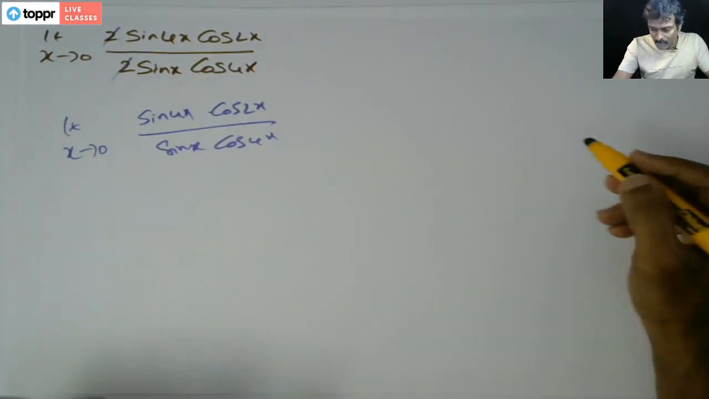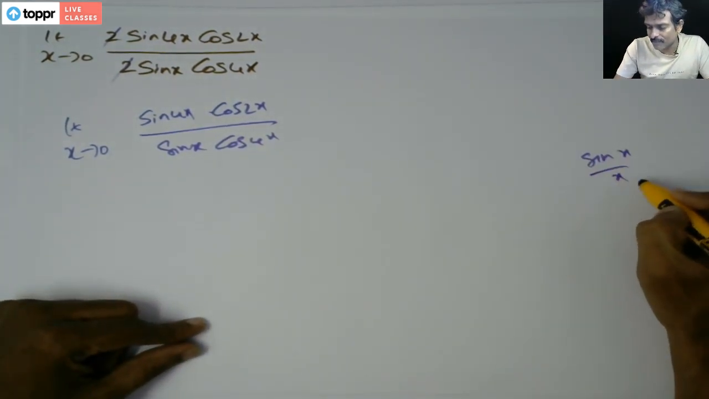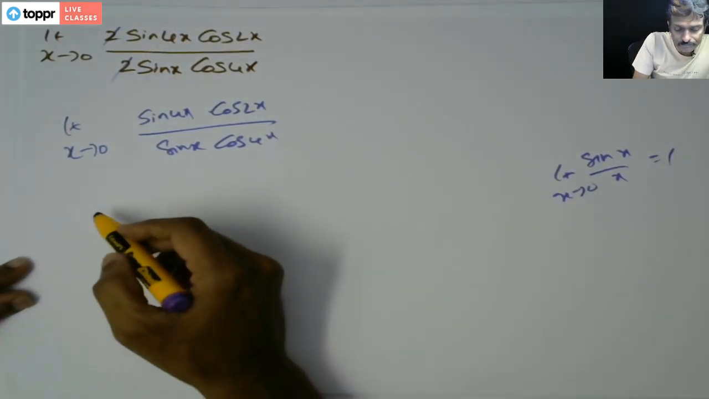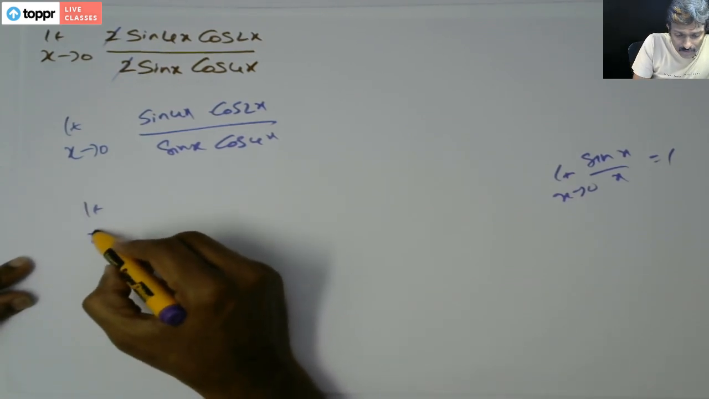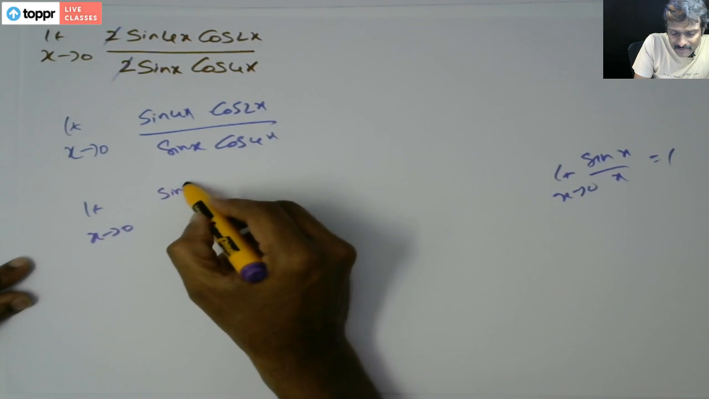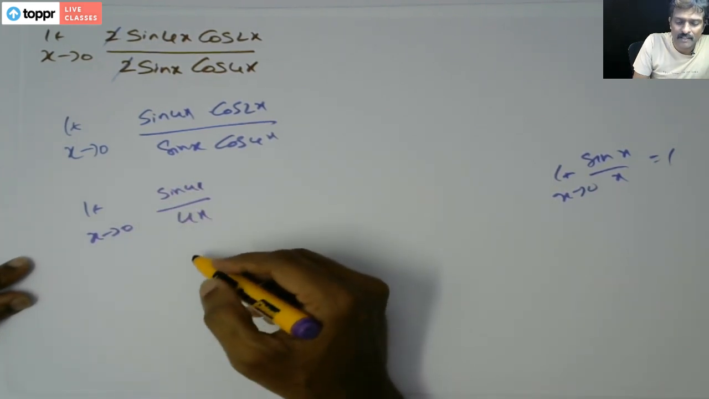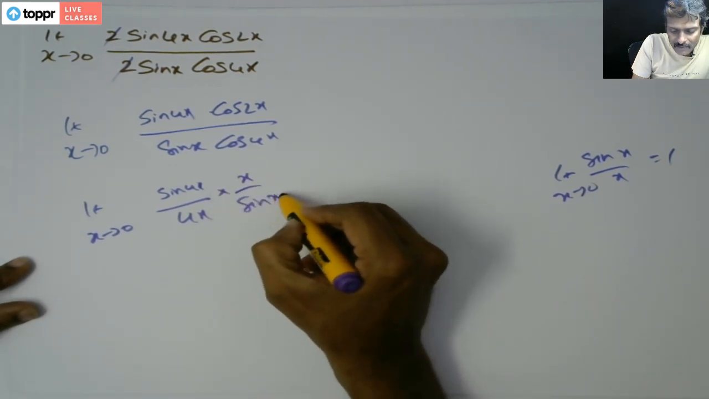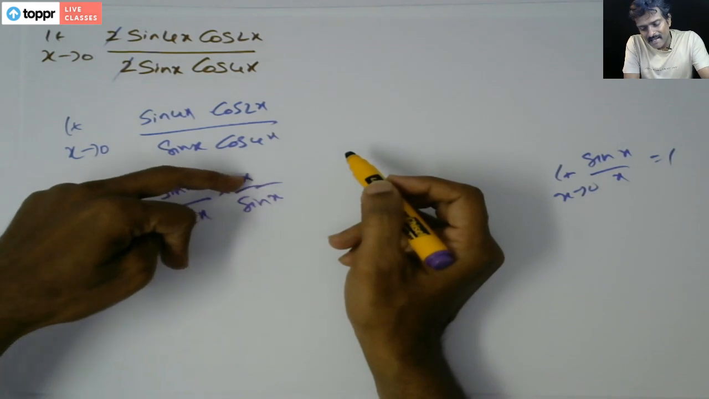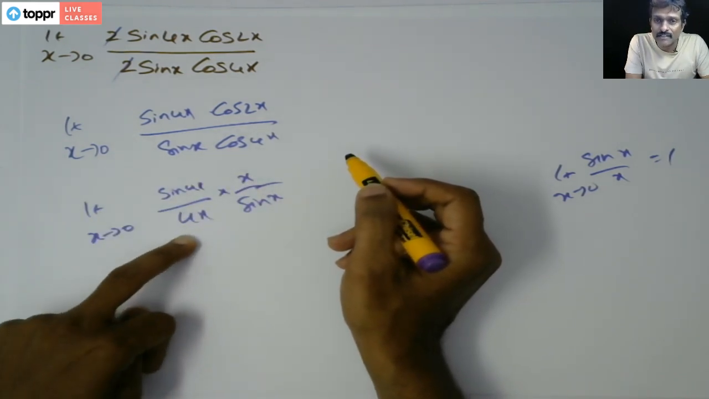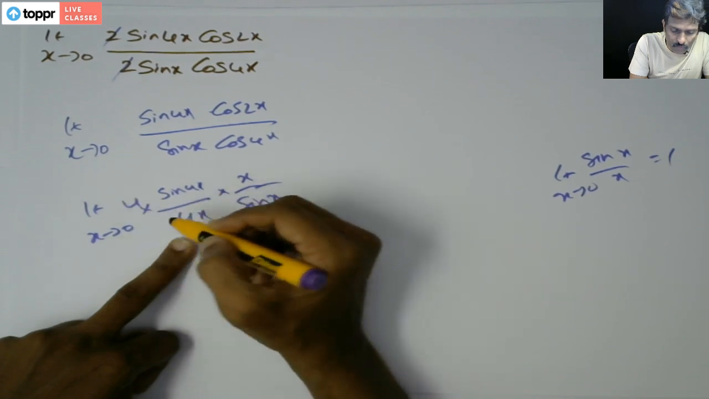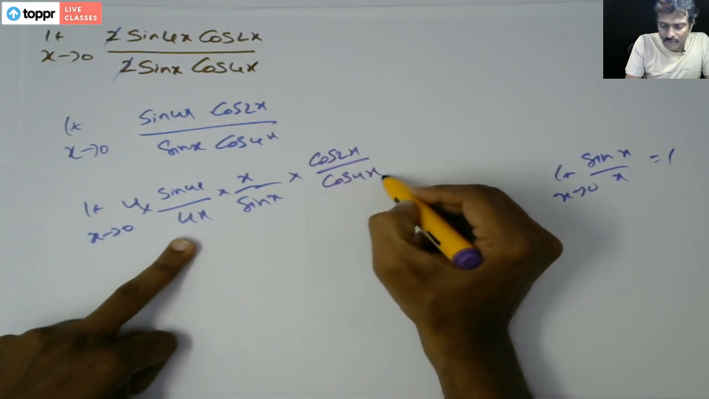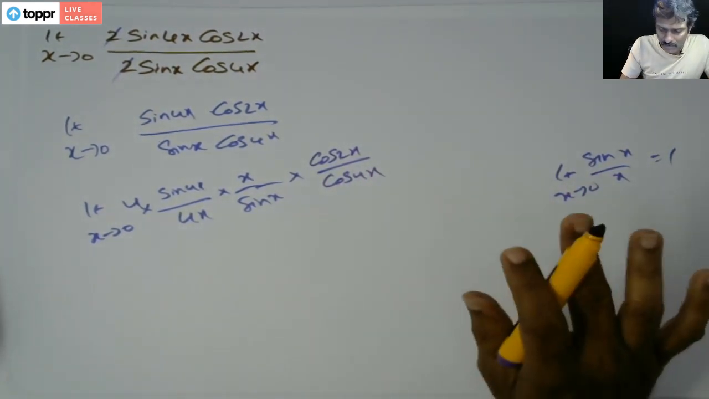But we know only this is our savior for now: limit x tends to 0, this value should be 1, so you have to check for that. So limit x tends to 0, I write this as sin 4x by 4x, times x by sin x. When I do this, I can cancel x and x, right? But this 4 is additional for me, so I write this 4 here, times cos 2x by cos 4x. This is all we can write for now.